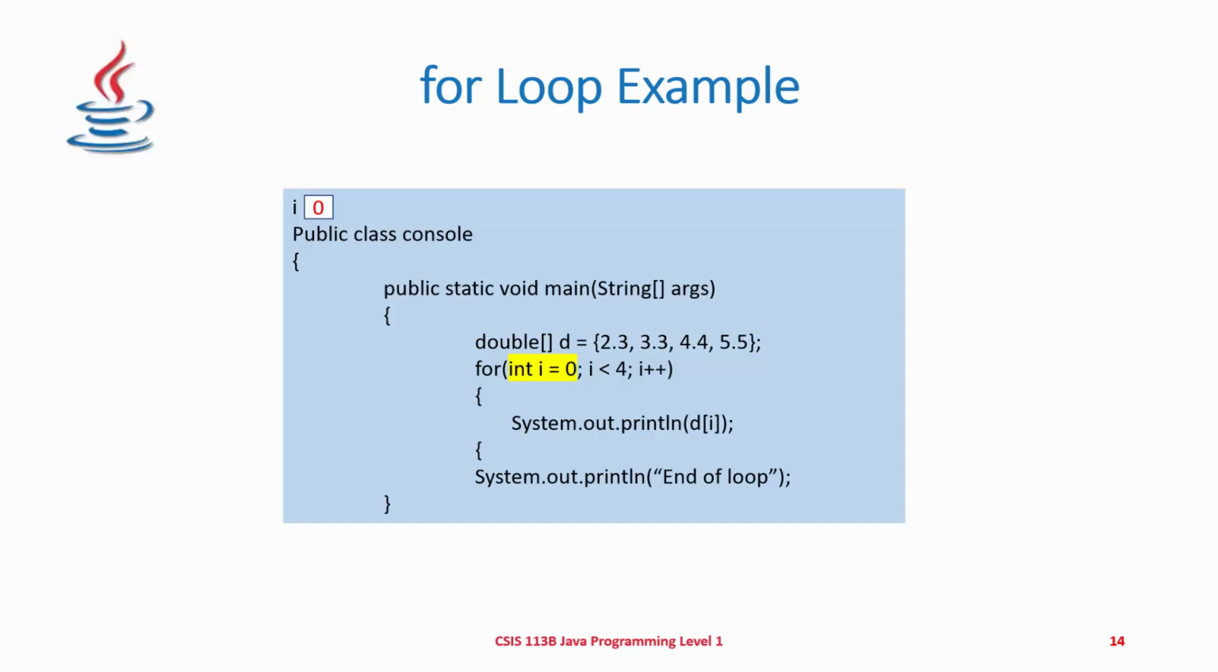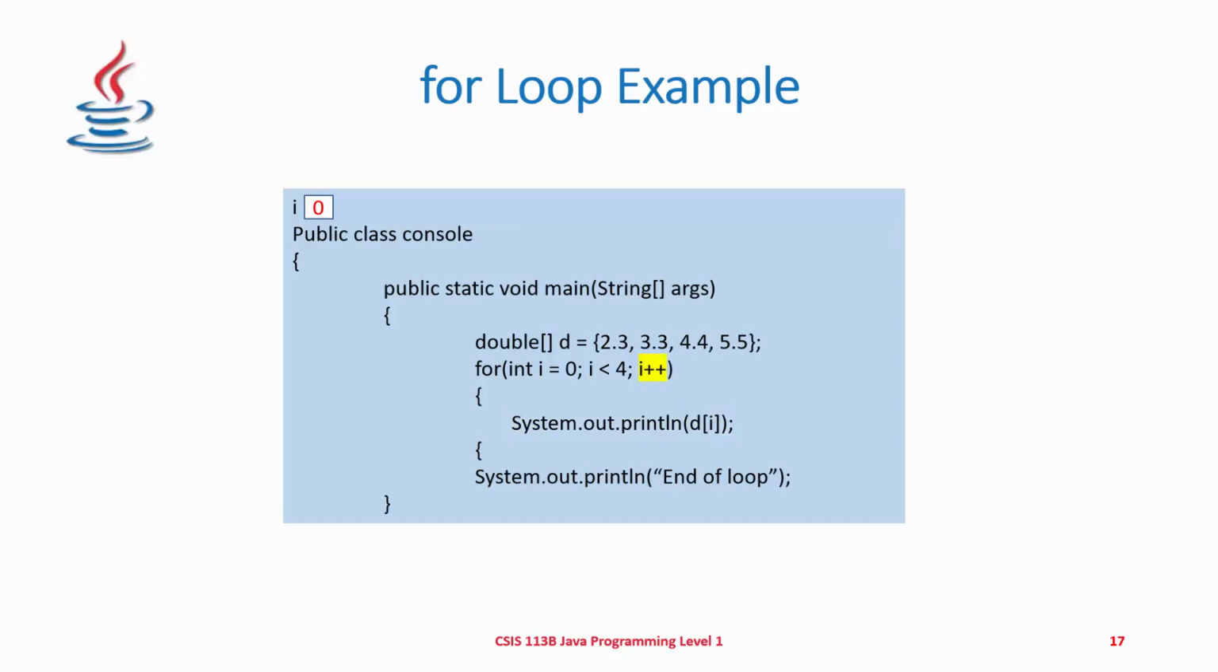Now we go into the for loop. We initialize our control variable I to 0. And if you look in the top left-hand corner now, we're going to keep track of the values of I as we go through here. Then the for loop checks to see if I is less than 4, and it is. So we go ahead and we print out then the 0 element of our D array.